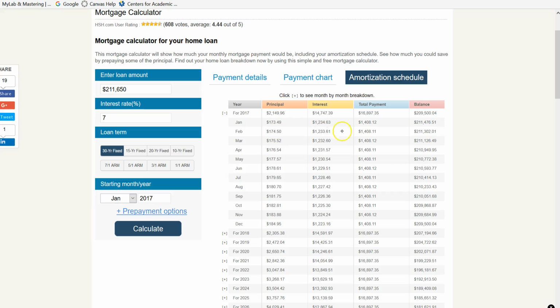Okay, so then we could just keep doing this for every month, and then you could drill down through all the different years over this 30-year loan and see how this all gets knocked down. We're going to be working through some of the calculations for one of these schedules later on in this section.